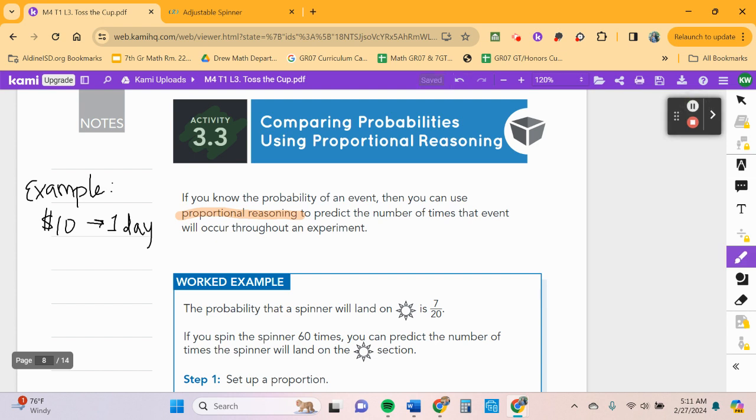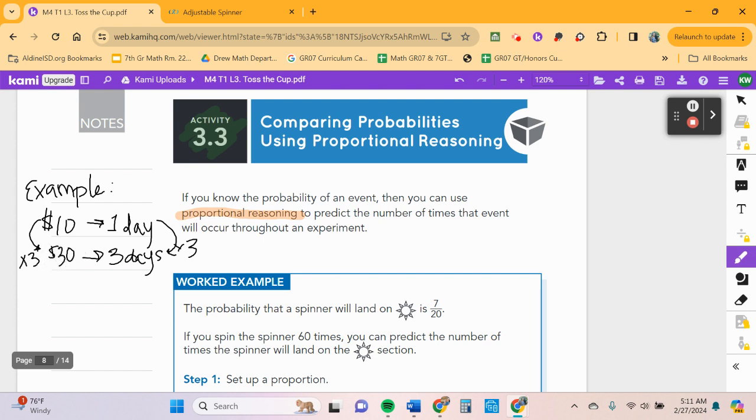Say that I'm selling lemonade at a lemonade stand and I make $10 in one day. Well, I can use proportional reasoning to estimate the amount of money I will make in 3 days. If I make $10 in one day, then I can scale up by three to predict that I'm probably going to make about $30 in 3 days.